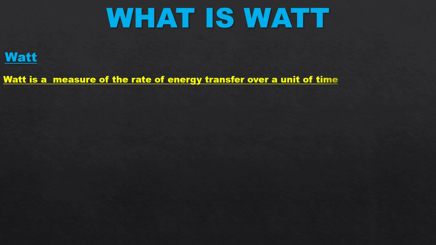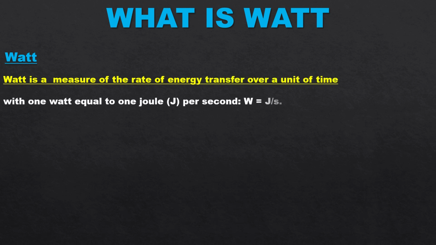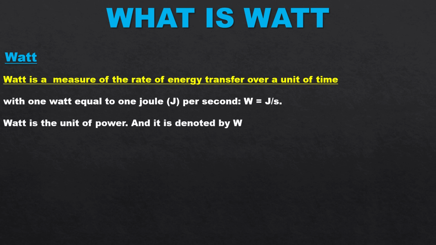Today our topic is what is watt. So let's start. Watt is the measure of the rate of energy transfer over a unit of time. 1 watt is equal to 1 joule per second. Watt is the unit of power and it is denoted by W.